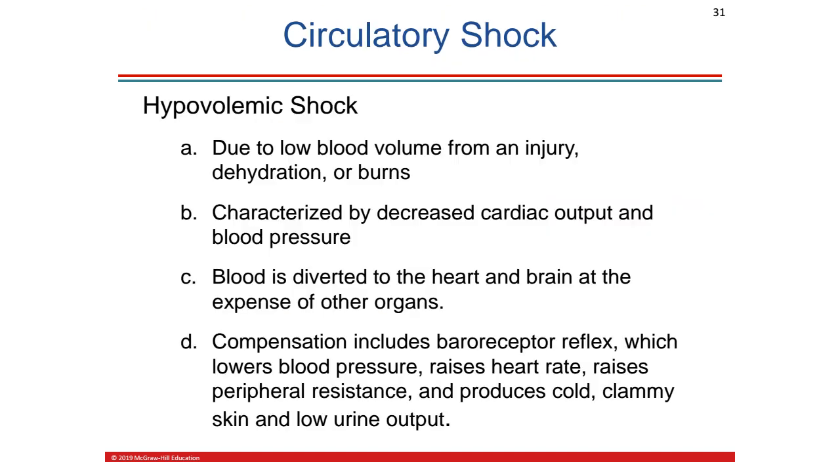So far, I've been speaking about circulatory shock in general, but there are various different types of circulatory shock. One is hypovolemic shock. This is shock due to low blood volume from an injury, such as hemorrhage. You could have dehydration leading to low blood volume, or burns. Hypovolemic shock is characterized by low blood pressure and decreased cardiac output. And so in this situation, blood is diverted to the heart and brain at the expense of other organs.